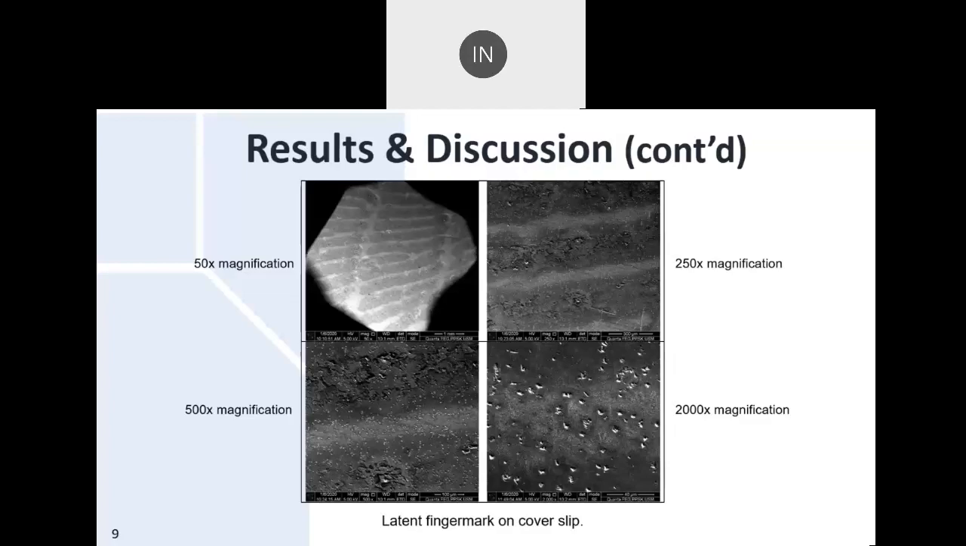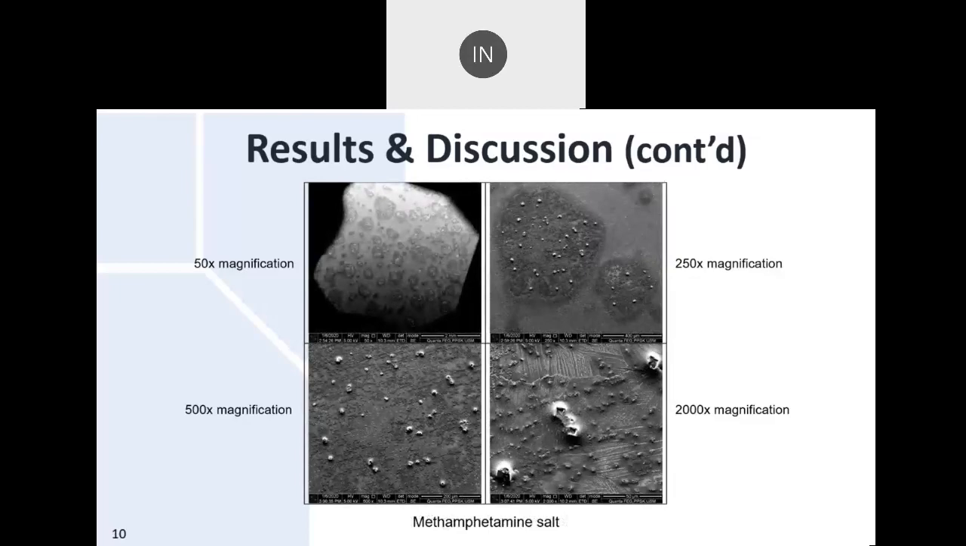As you can see, at the 50 times magnification, the minor shape, in this case a bifurcation, of the latent finger mark could be seen clearly. And the areas of ridges and non-ridges could also be differentiated, and this was also applicable for those in higher magnification as well. For the methamphetamine salt, the crystalline structures, which you can see in square-like sheets, could be seen starting at 250 times magnification, and the clearest image of the salt is as on the image of 2000 times magnification.